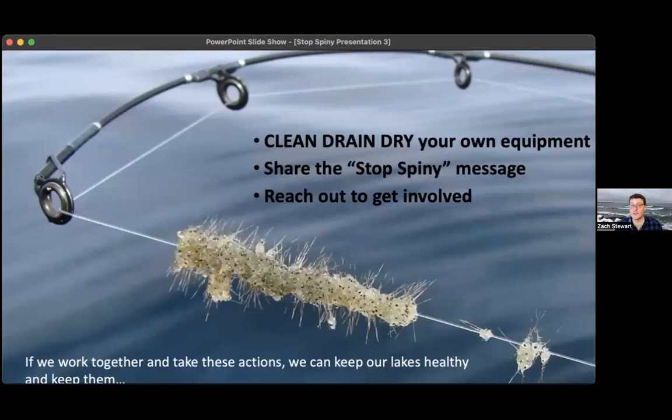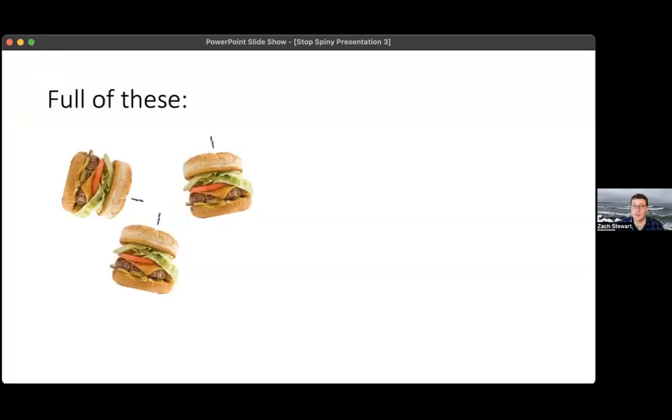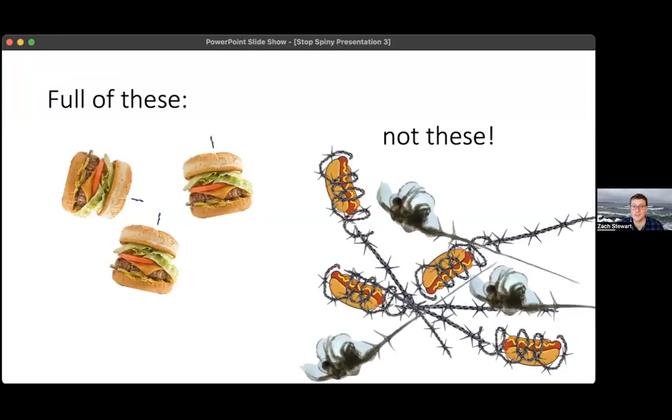So in conclusion, if you take one thing home with you from tonight, it's remember to clean, drain, and dry your own equipment when you're out there on the water. Try and share some of what you learned in the Stop Spiny message with anyone who will listen to you. And reach out to me if you want to get involved. I really welcome that. I'm hoping that we can all work together. And if we take these simple actions, we can keep our lakes healthy and keep them stocked full of these juicy native Daphnia instead of these gnarly spiny water fleas.